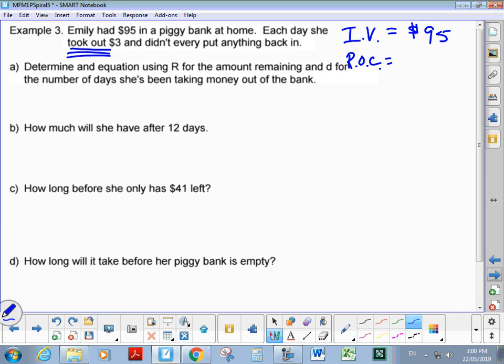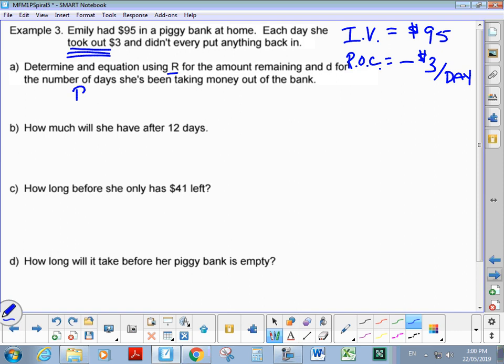Took out means negative. This is a negative relationship. The unit rate is going down. So it is negative $3 per day. And that negative is important because when we go to the equation, we determine an equation using R for the amount of money in there.